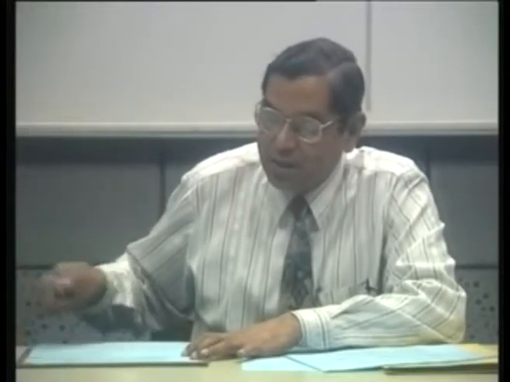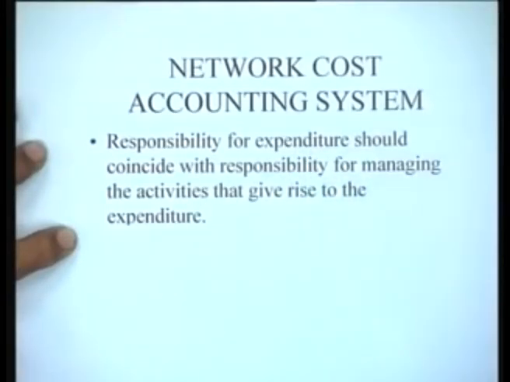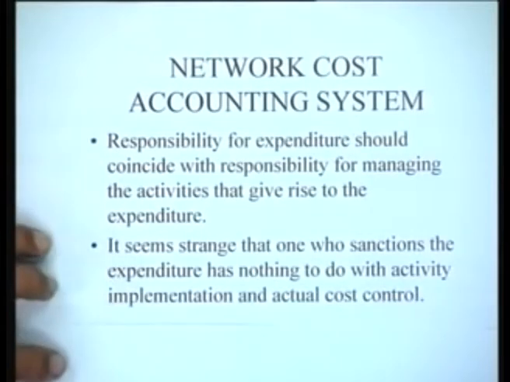What it is saying is that if the project manager gets a certain amount of money for performing a certain activity, he is responsible for that activity and he should be caught if he does not do that activity as per the plan. That is the kind of thing. So, there is this binding of the responsibility for both the expenditure and the responsibility for managing the activities, both of them should go together. And of course, it is strange that one who sanctions the expenditure has nothing to do with the activity implementation and actual cost control. In fact, this is one reason I think for the inefficiency of most of our government and public sector departments.